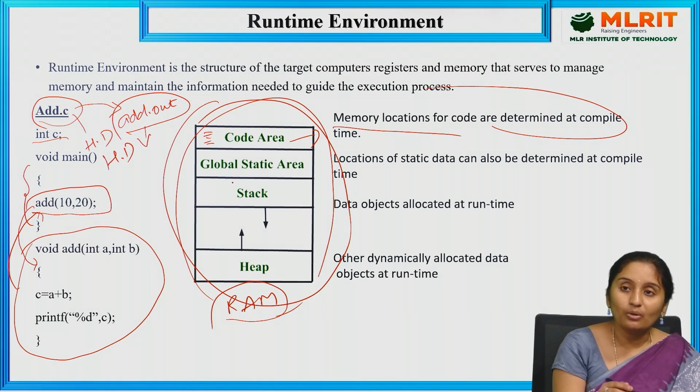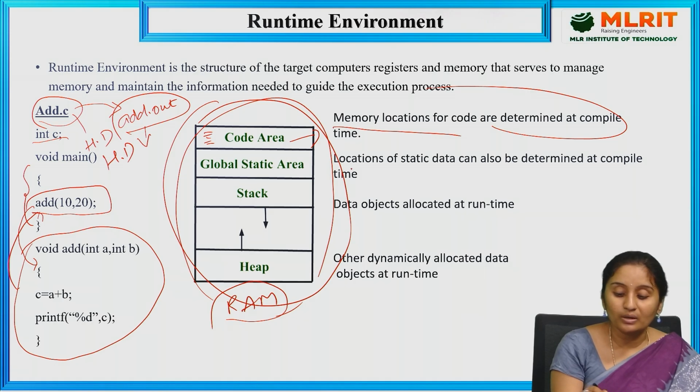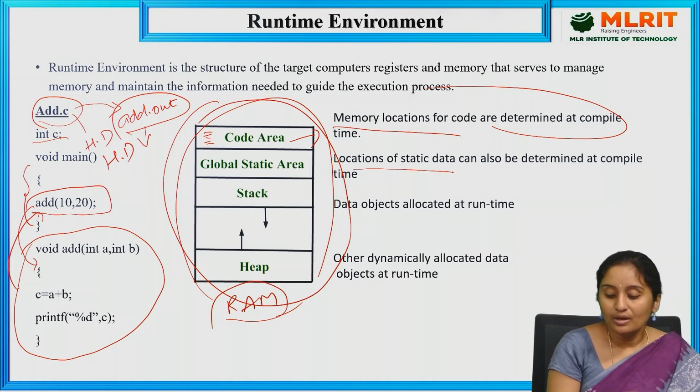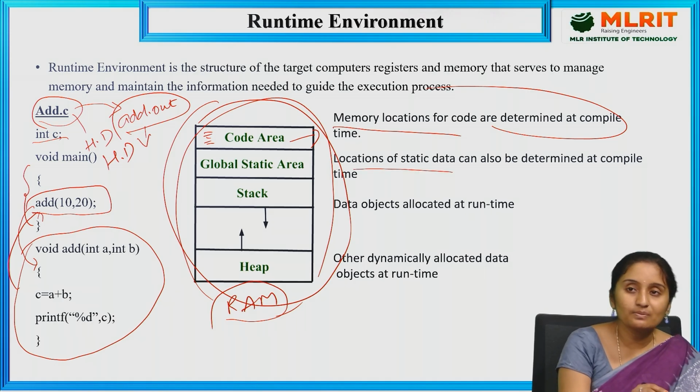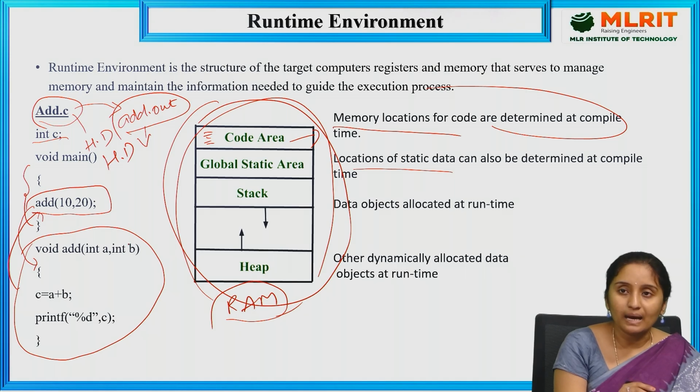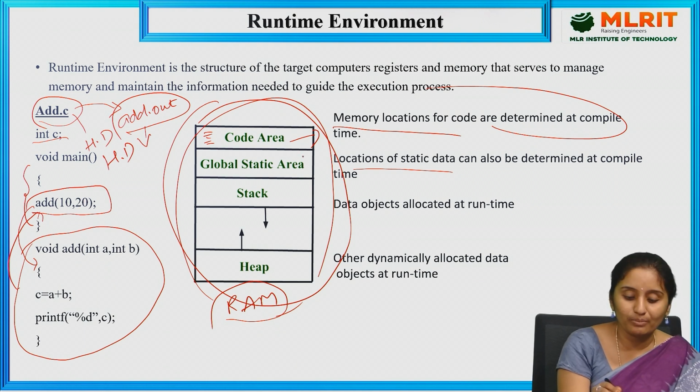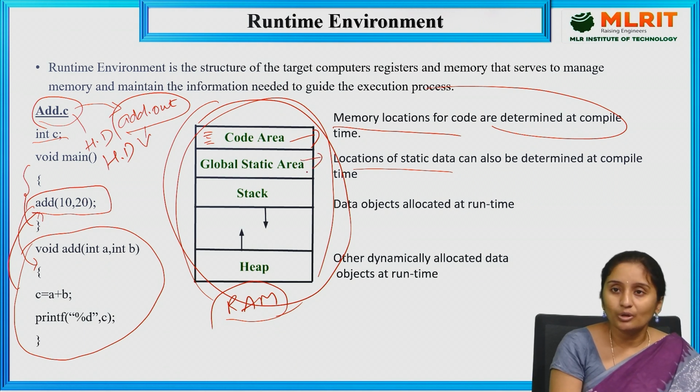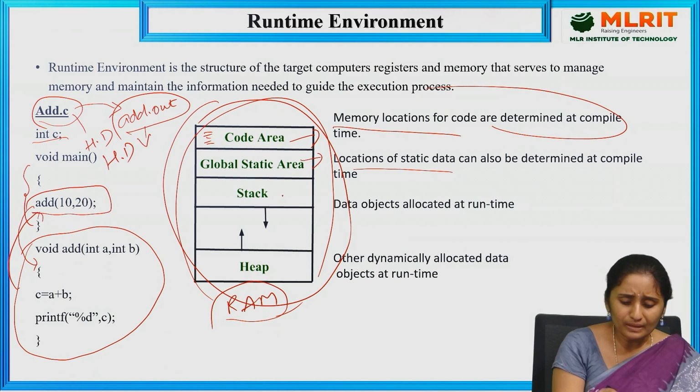The next one is static area. There can be local variables and there can be global variables. Here we are going to allot the locations for static data. When we compile this program, the memory will be allocated at compile time for the local variables and the global variables in the global and static area.